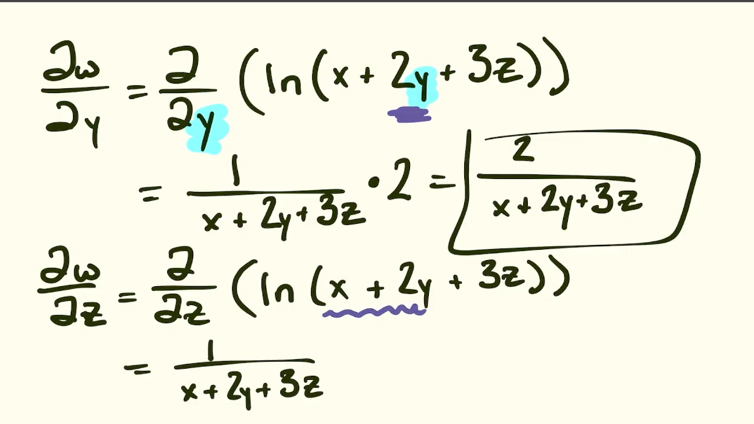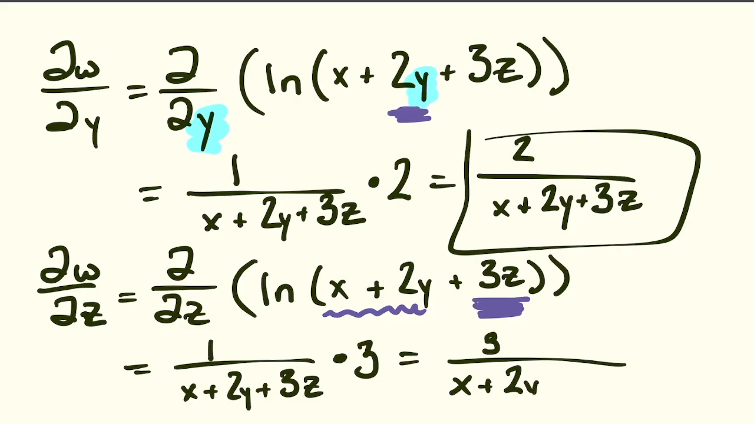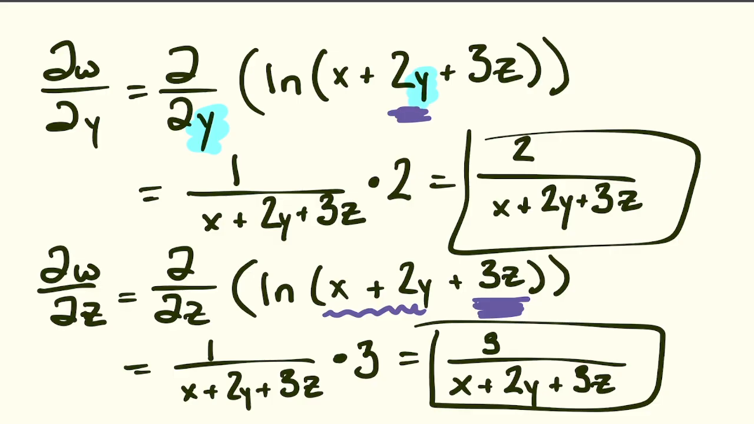The x and the 2y are treated as constants, so they're going to disappear. And the derivative of our 3z is going to be 3. So we're multiplying by 3. And again, if you want to make it pretty, we can just write it as 3 divided by x plus 2y plus 3z. And there is our third partial derivative.